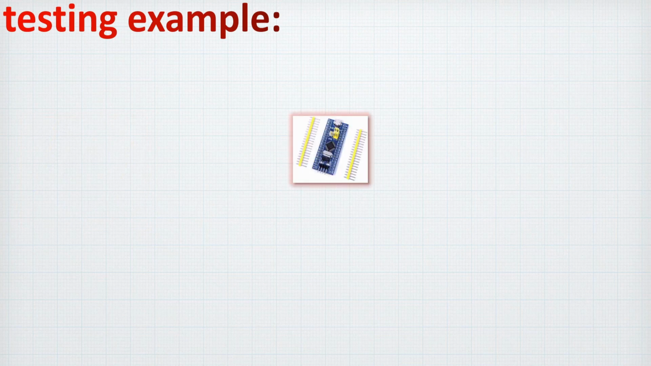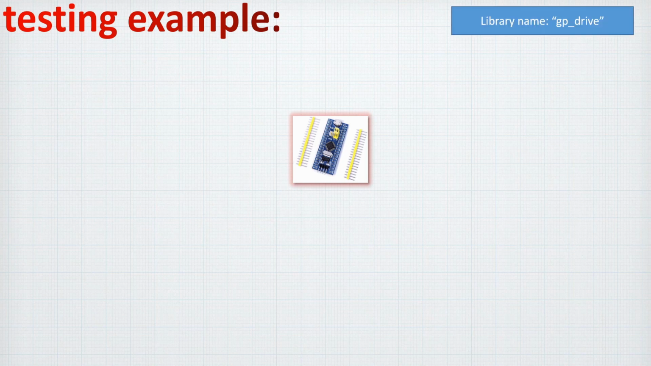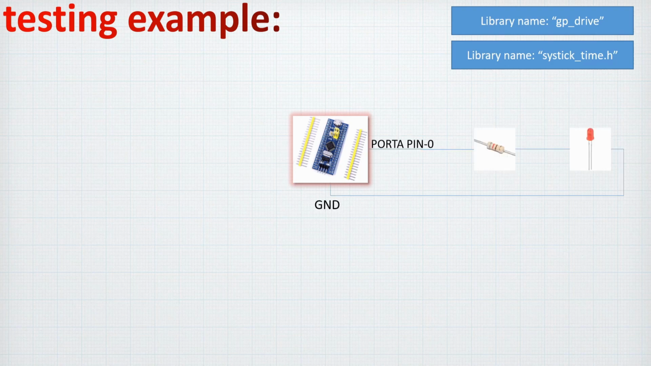So we do have the STM32F1 in the blue pill, and then we are going to use two libraries, the GPIO library and the SysTick timer. And the SysTick timer is the one that we'll use to get the delay function. So our circuit is connected from the port A pin 0 to the resistor and the LED. And we are setting up the port A pin 0 as a digital output.